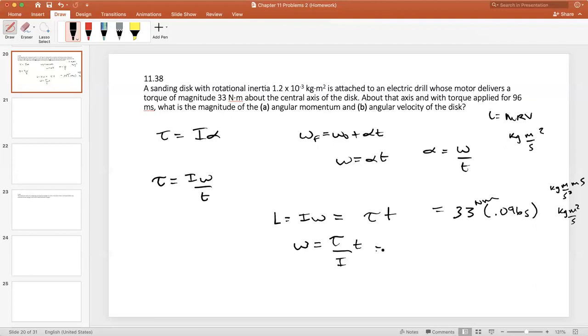Then checking here, this is 33 Newton meters over our 1.2 times 10 to the minus 3 kilogram meter squared. This is 1 over second squared times seconds, which is 0.096 for me. And again, I get radians per second here. Nothing too hard. I like this problem because you probably would have to think really hard to figure this one out. It's something I didn't cover in the lecture. It's valuable.